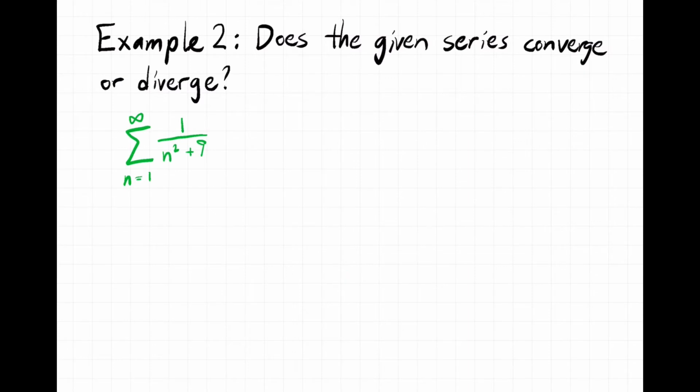Here's another example. Does this series converge or diverge? The sum as n goes from 1 to infinity of 1 over n squared plus 9. Now, again, we can check here. Our function, f of x equals 1 over x squared plus 9, is continuous everywhere. There are no places where the function's even undefined. It certainly is continuous everywhere.